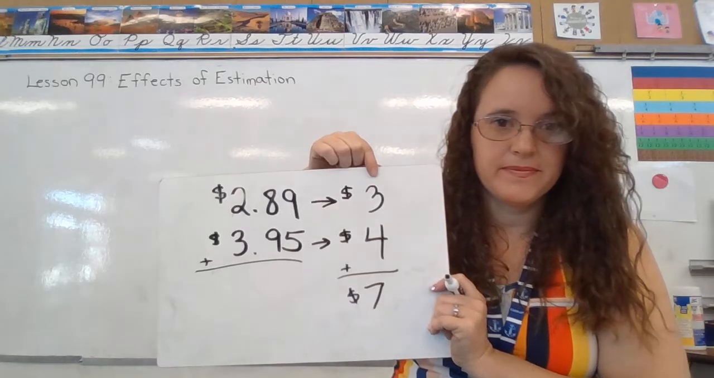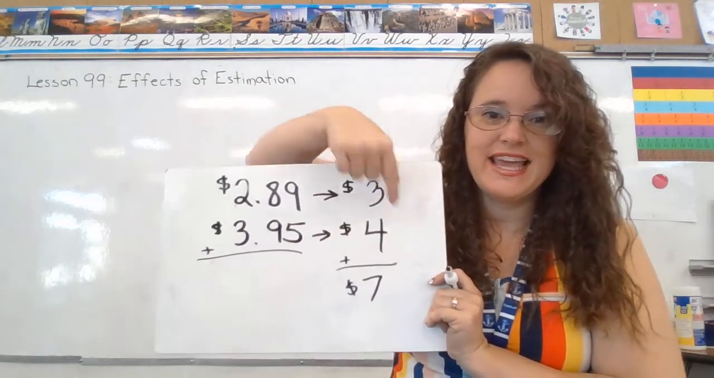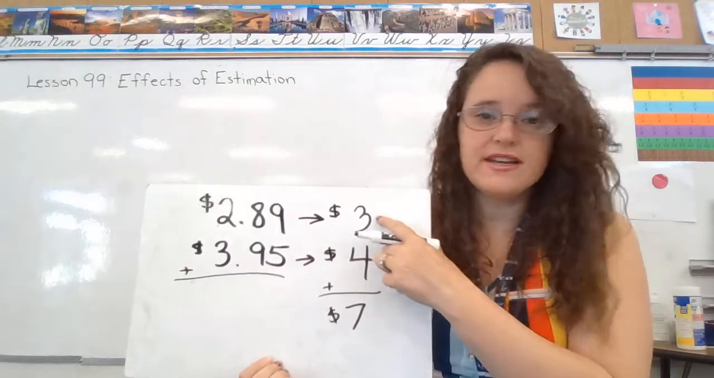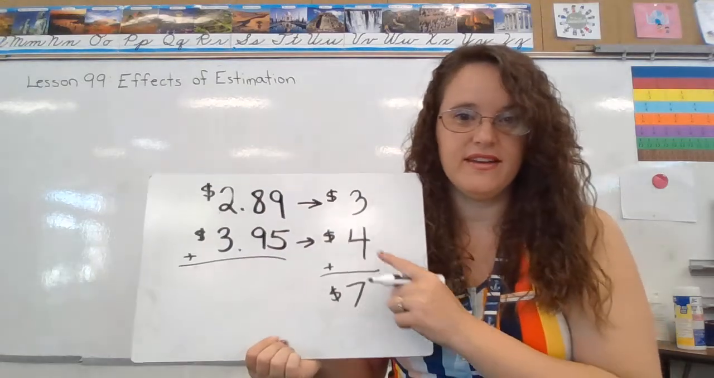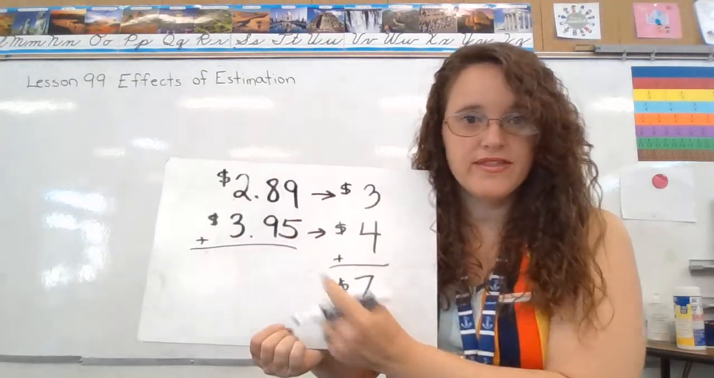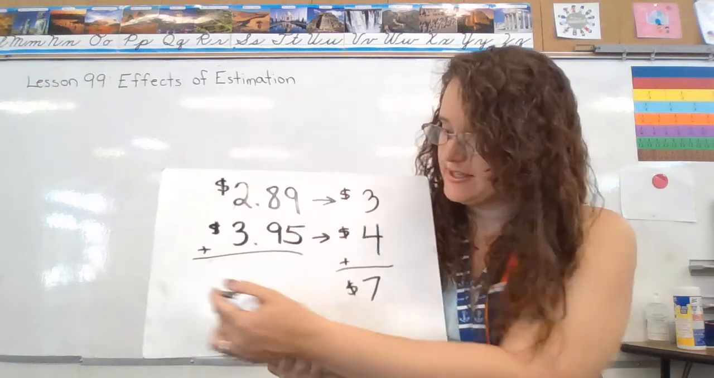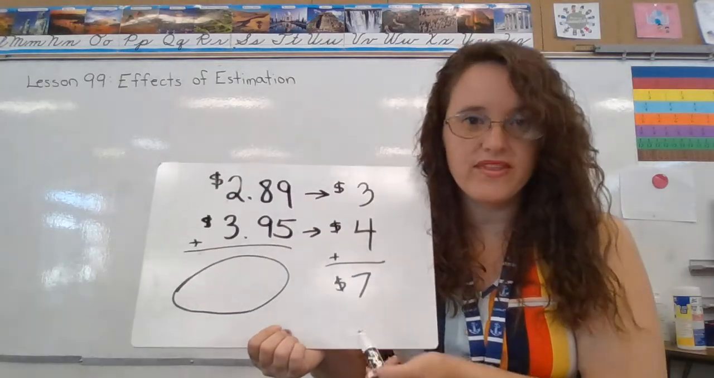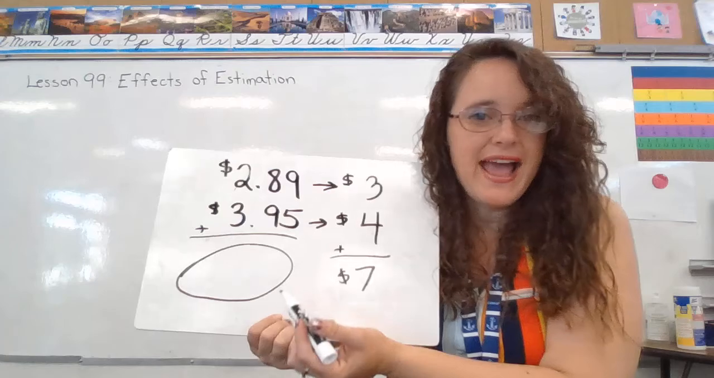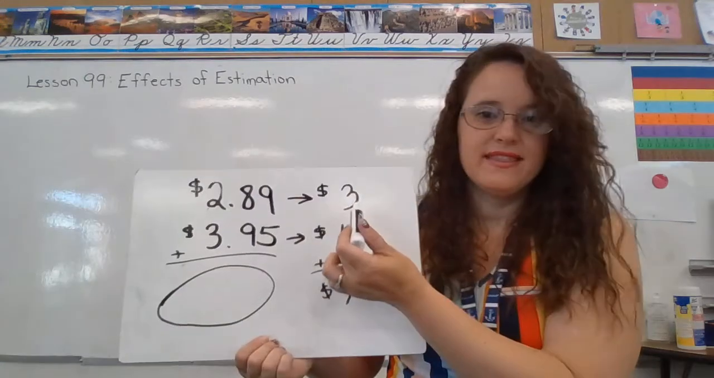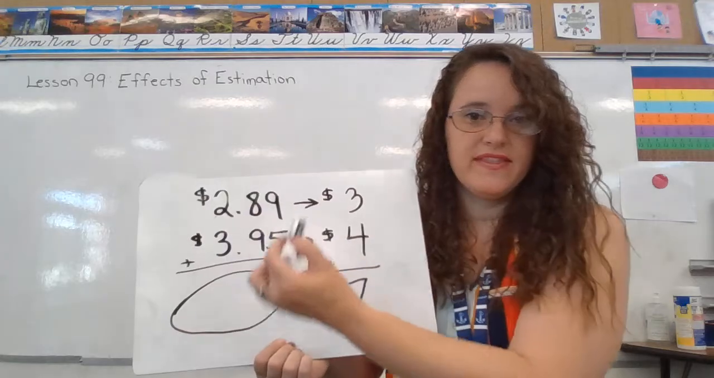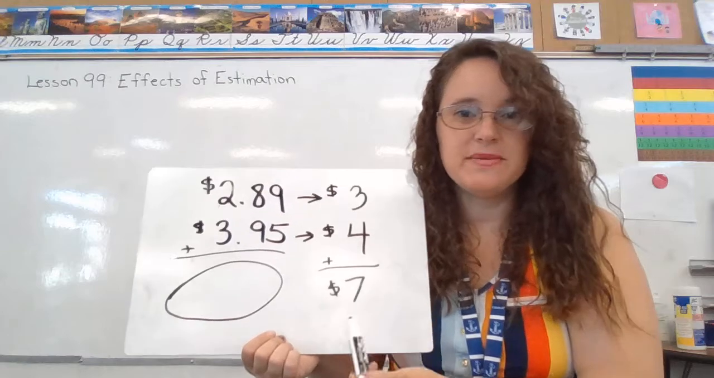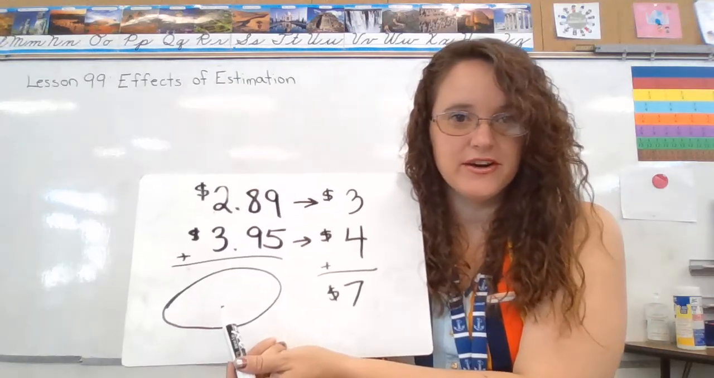$2.89, he rounded up. $3.95, he rounded up. Since he rounded up 2 times, $3 is more than $2.89. $4 is more than $3.95. So that tells me whatever this is, $7 is going to be more than this total. I don't have to do that addition because I know $3 and $4 is more than these two prices. So that means when I add them up, my answer here is going to be greater than my answer here.